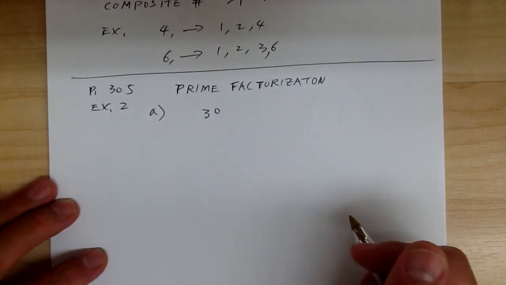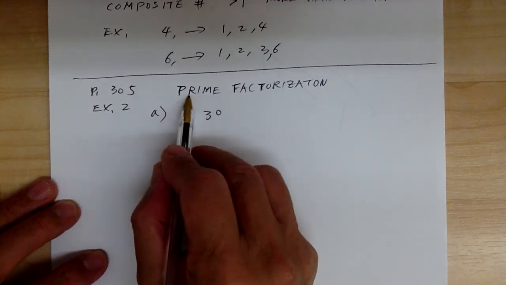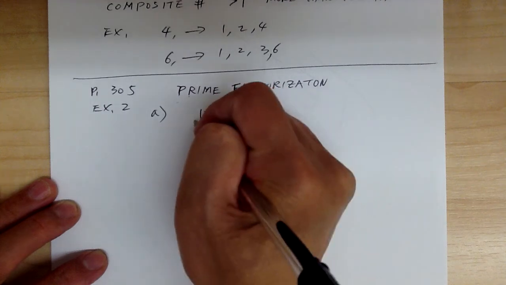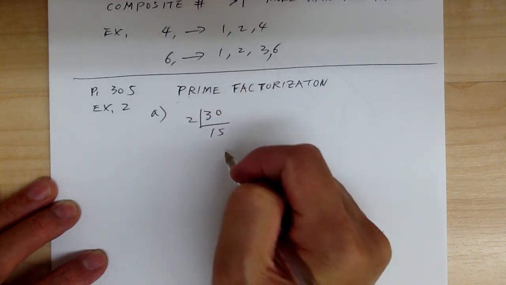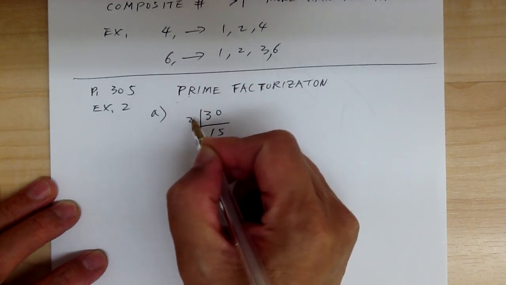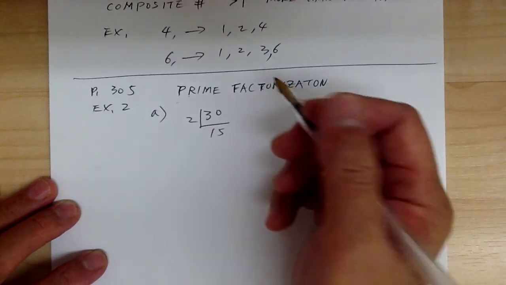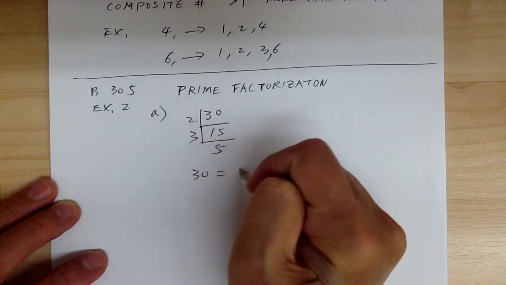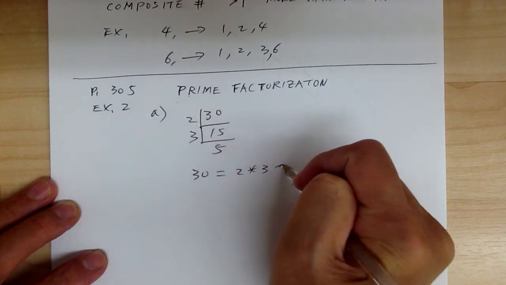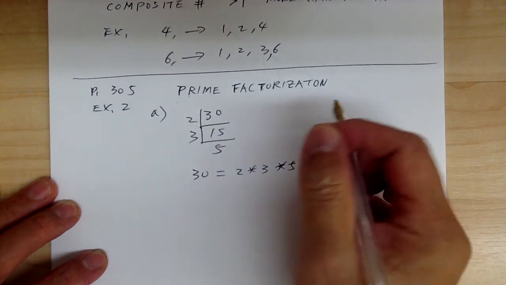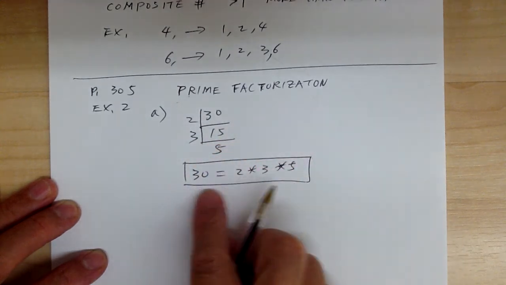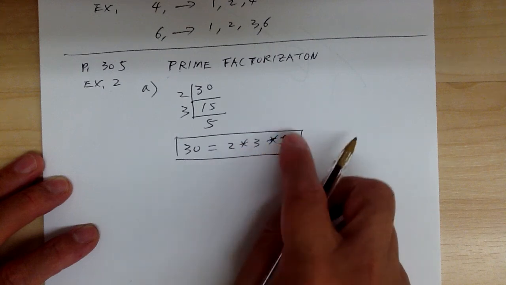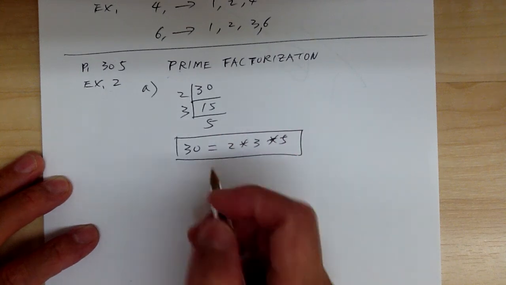The way to do that is to divide it, and prime factorization means you want to divide by prime numbers. You start with 2, so it'd be 15. You keep using the same number until you cannot do it anymore, then you go to the next one, which would be 3. Therefore 30 is equal to 2 times 3 times 5. This is called the prime factorization, which means you break it down into prime numbers.